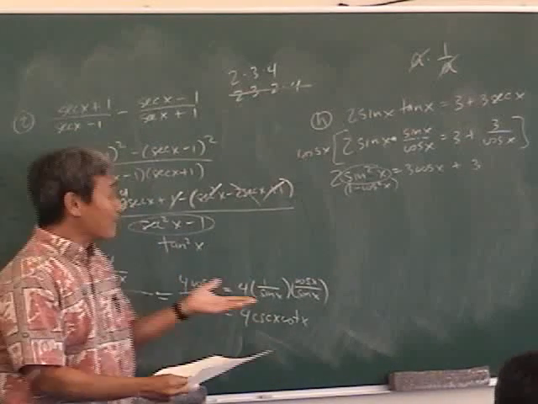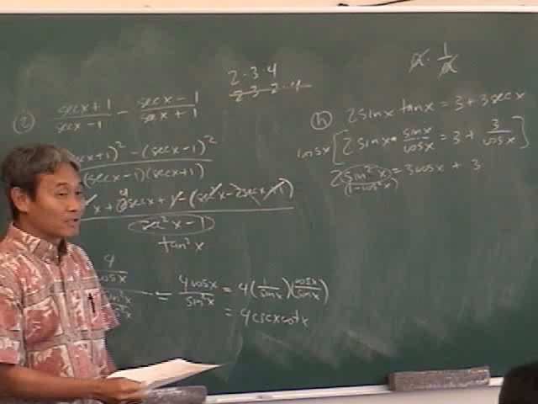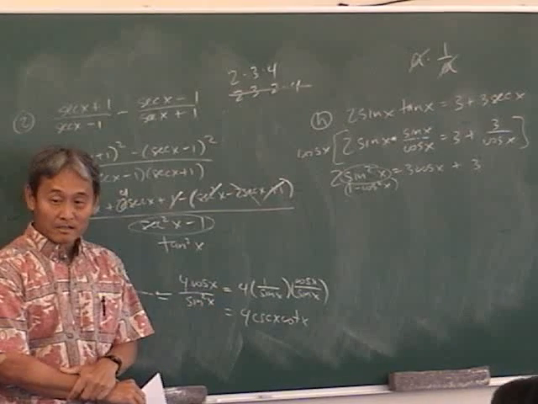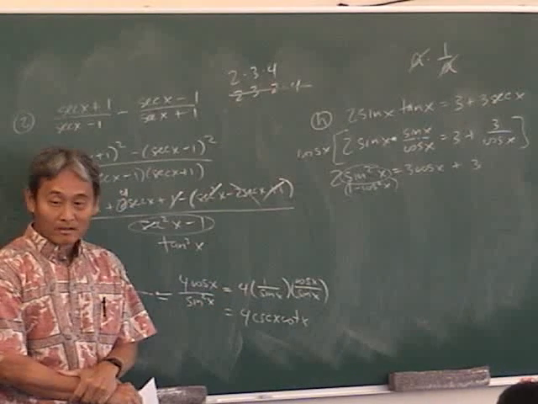Wait a minute. From trig A1, haven't we been multiplying both sides of the equation by the LCD? There's been no problem until now.